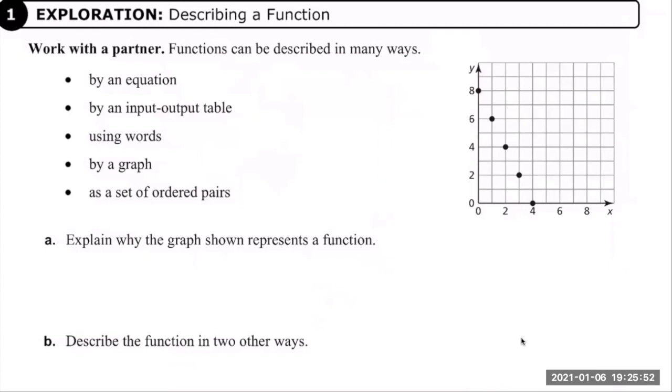So that's, when we're putting things onto a number line, we can create that. So explain why the graph shown represents a function.